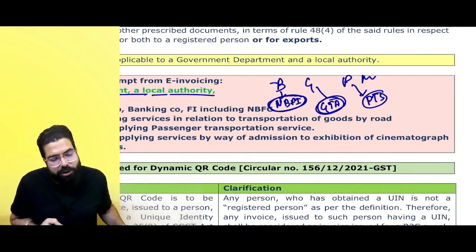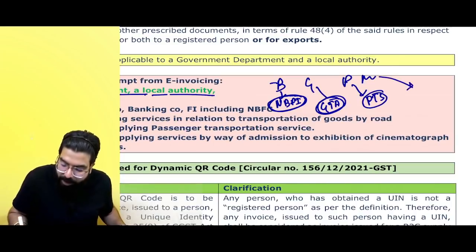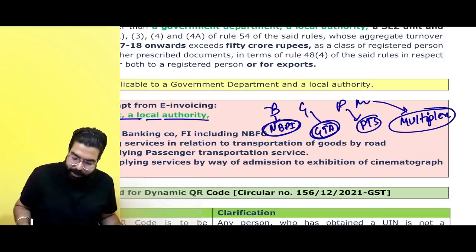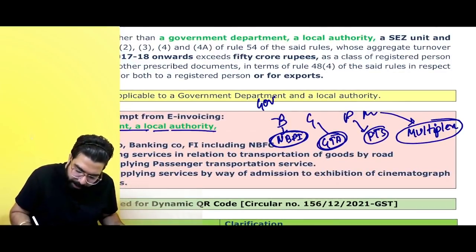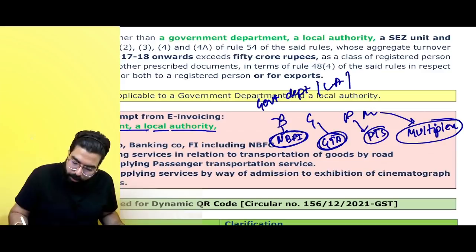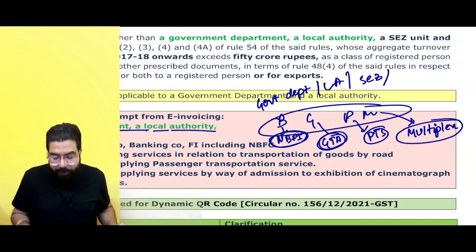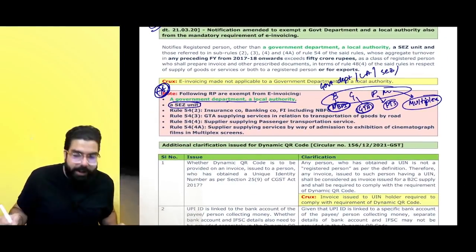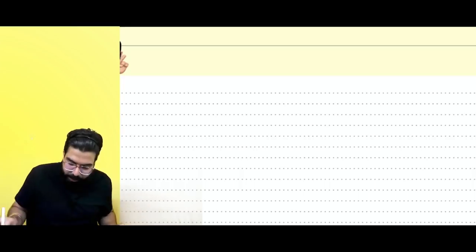E-invoicing provisions are not applicable if you are an insurer. M for multiplex. For multiplex also, e-invoicing provisions are not applicable. So e-invoicing provisions are not applicable if you are a government department, local authority, or you are SEZ or BGPM. In my opinion, this is very important for your exam. E-invoicing provisions, when are they not applicable? Done, sir. Point is clear.